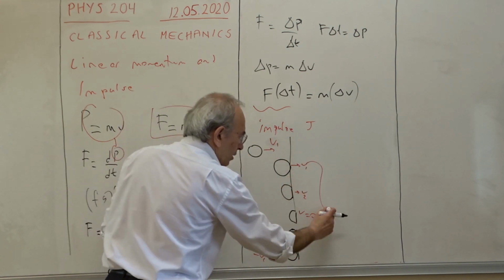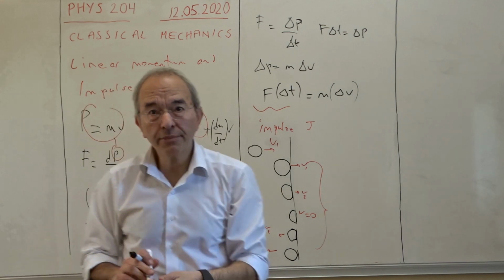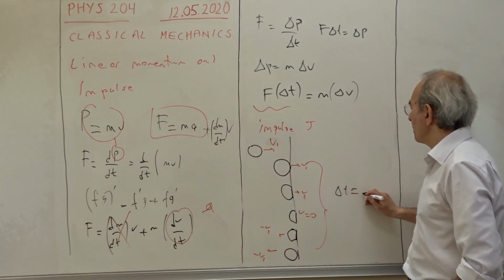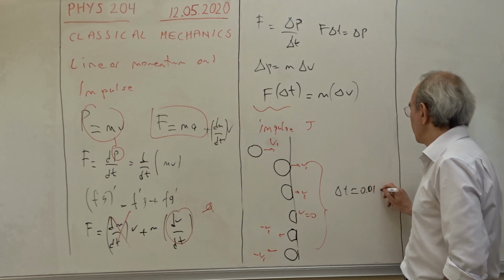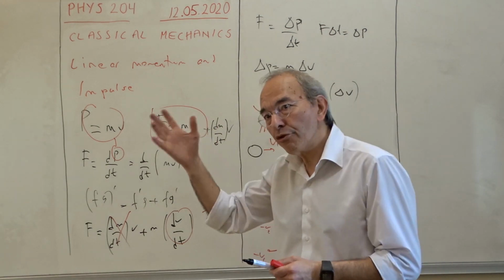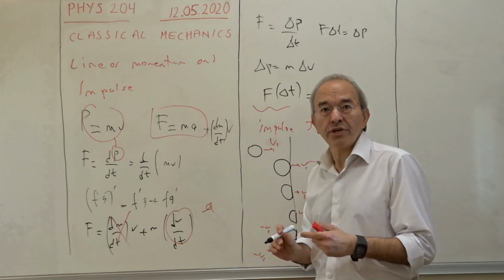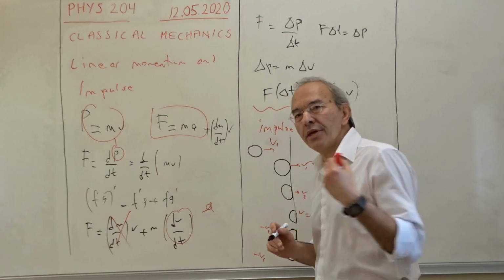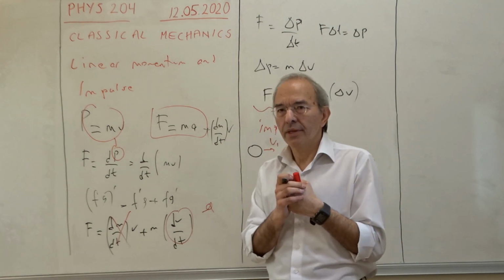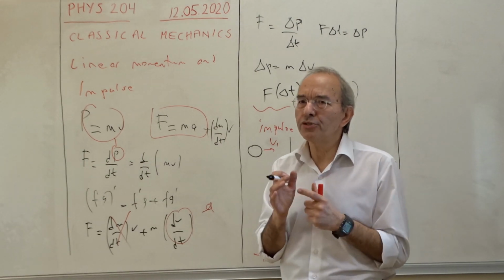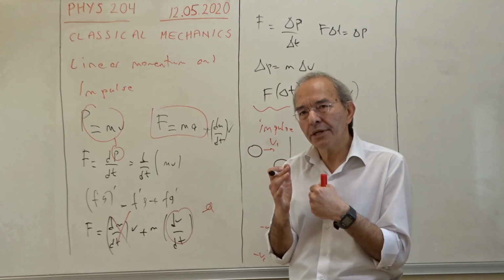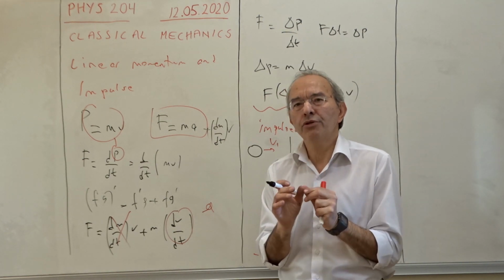So this takes a very short time interval, of course. This takes maybe delta t. This is maybe 0.01 second, 1% of a second. For example, if you take a ball and throw it to a wall, a surface, the contact time is maybe 1% of a second. So whatever is happening, happens in that small time interval.